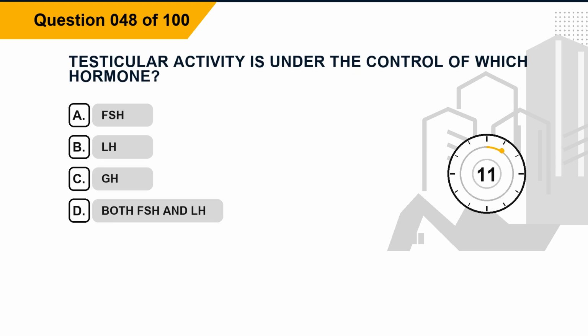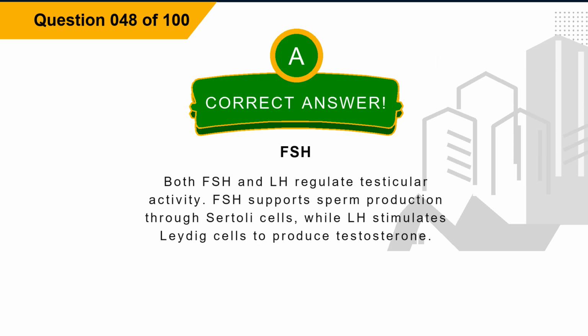Question 48. Testicular activity is under the control of which hormone? Option A, FSH. Option B, LH. Option C, GH. Option D, both FSH and LH. The correct answer is option A, FSH. Explanation: both FSH and LH regulate testicular activity. FSH supports sperm production through Sertoli cells, while LH stimulates Leydig cells to produce testosterone.